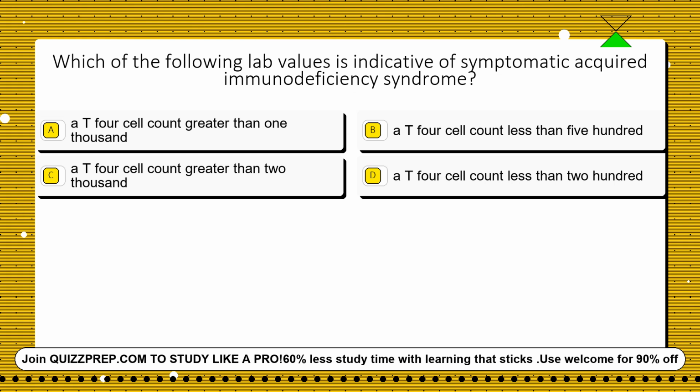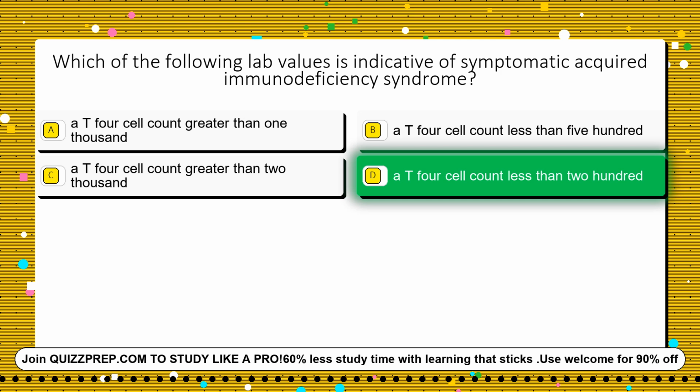Question 53. Which of the following lab values is indicative of symptomatic acquired immunodeficiency syndrome? Option A, CD4 cell count greater than 1000. Option B, CD4 cell count less than 500. Option C, CD4 cell count greater than 2000. Option D, CD4 cell count less than 200.